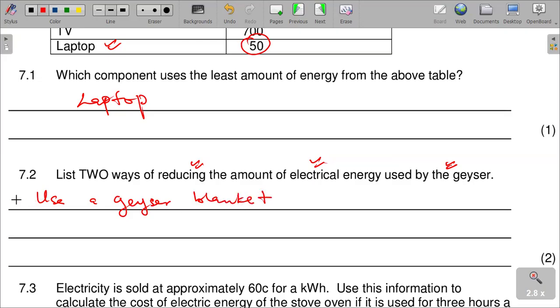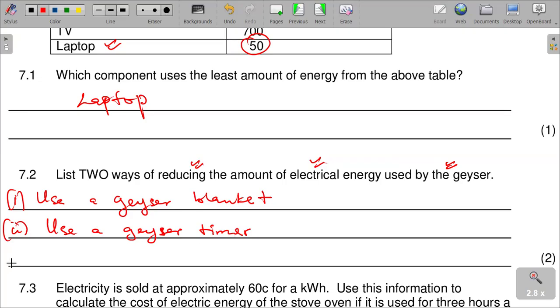We can say use a geyser blanket as number one. Two, what else can we say? Use a geyser timer. We can also use a geyser timer, and then switch the geyser on and off when required.